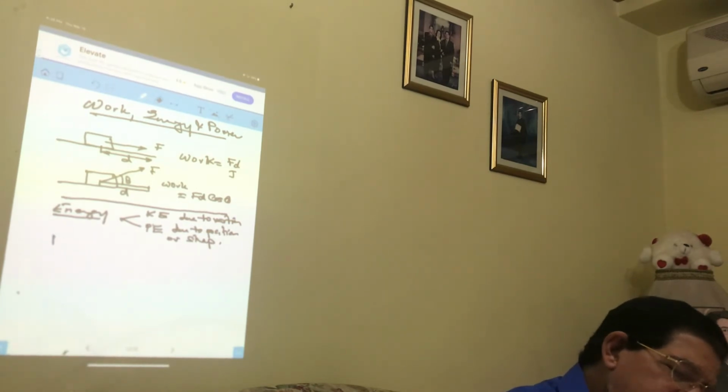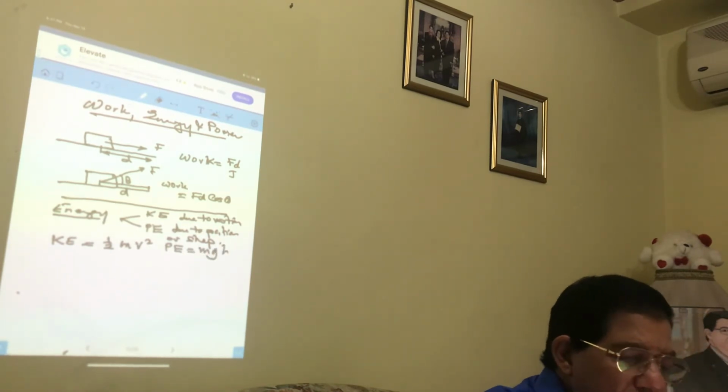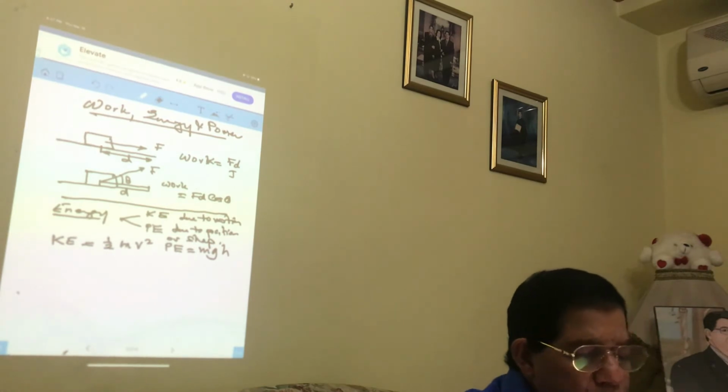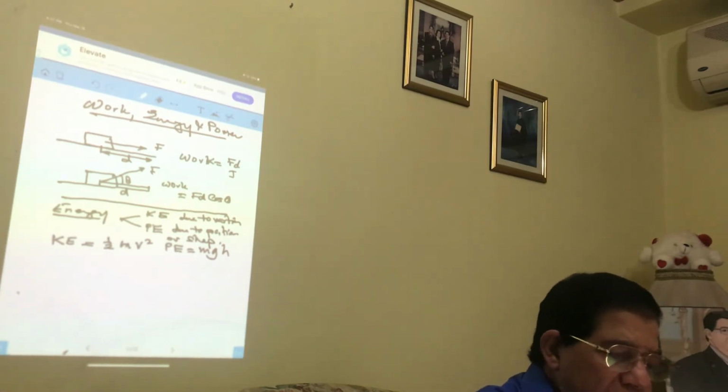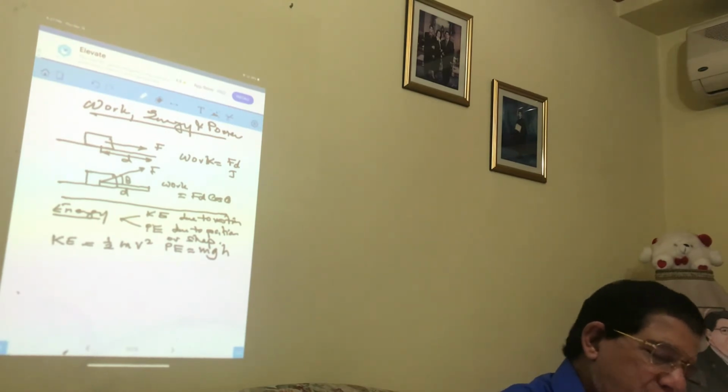Kinetic energy is calculated as half mv square, and potential energy as mgh. Of course, we mean potential energy due to position, and we call it gravitational potential energy. Right? The other one is called elastic potential energy.